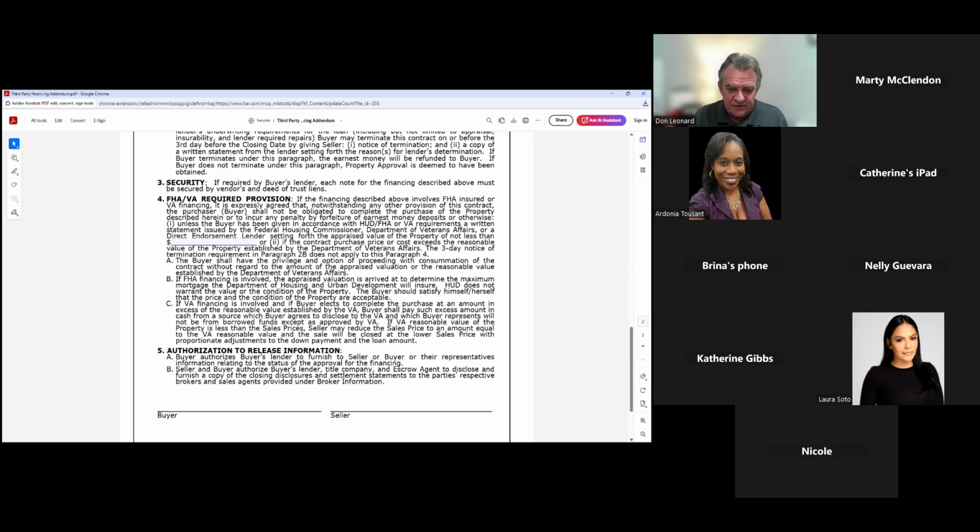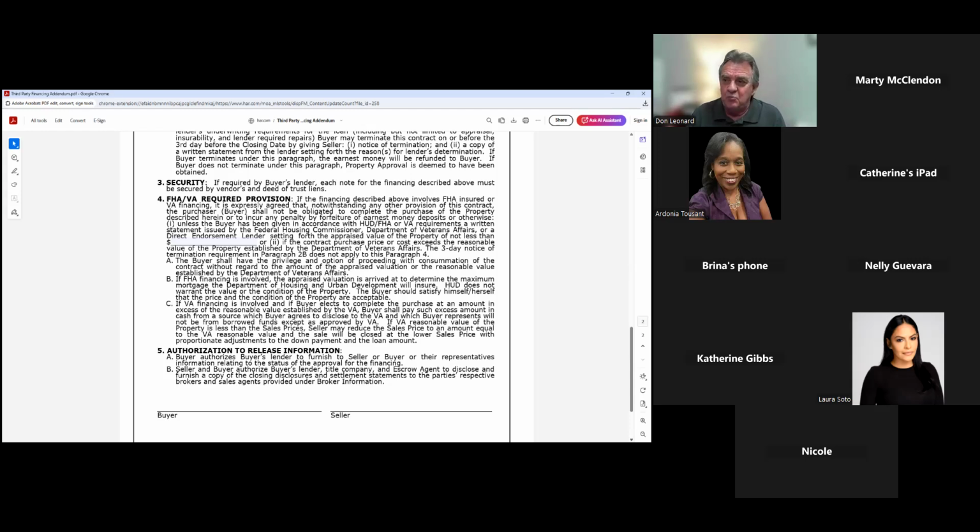And then the last part of this document, number 5, authorization to release information. This section may actually be going away because this has to do with something that the CFPB came up with 10 years ago now, in 2015, where they said that the information regarding the buyer and the seller, the financial information regarding the buyer especially, is really confidential information. And you and I don't really have any reason to know anything about it.